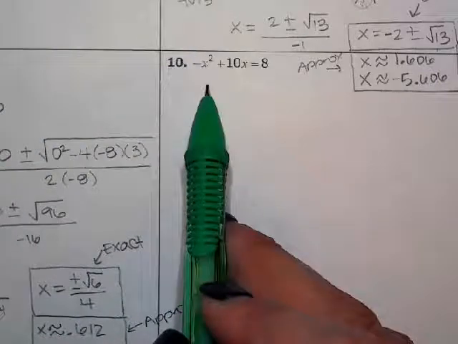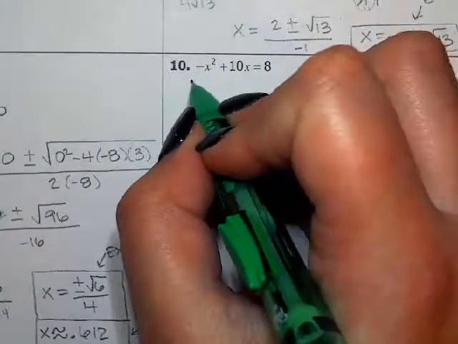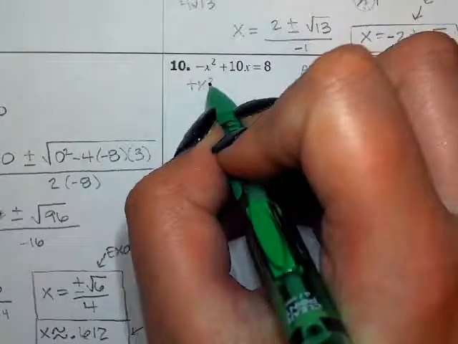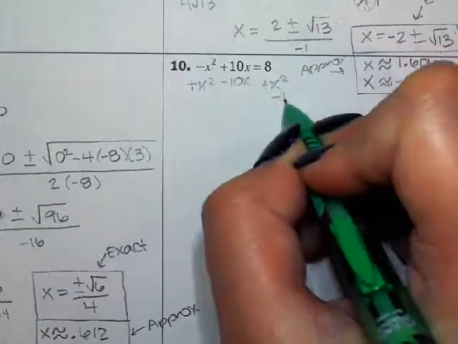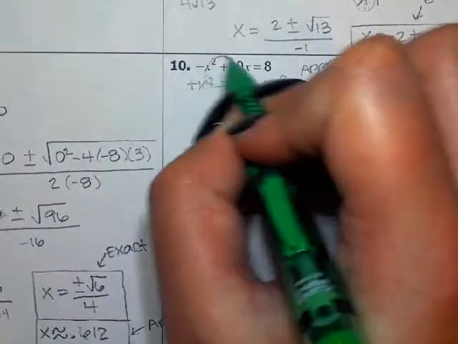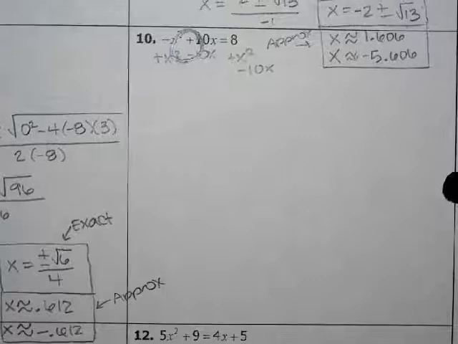So let's go ahead and add the x squared to the other side, and then minus the 10x. And we're going to make the left side equal 0 this time, just to have that positive x squared, because we just don't feel like dividing by that negative number this time. That does not sound fun.